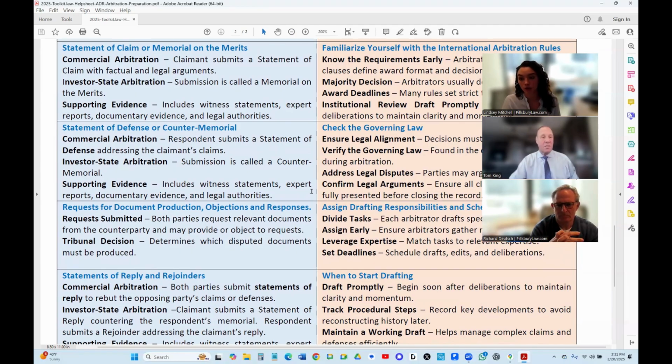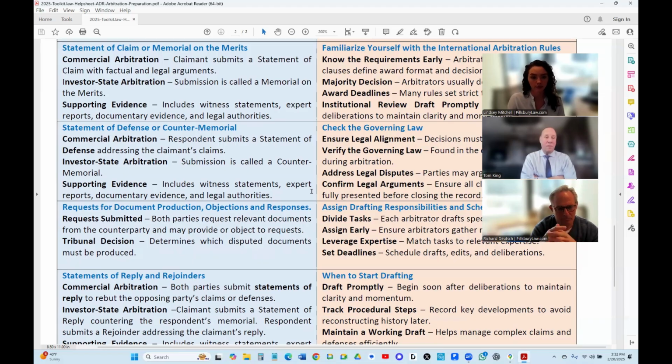So then in response to that, the respondent would submit their statement of defense in a commercial case or a counter memorial in an investor state case. So similarly, in this document, they're going to respond to all of the claimant's allegations and set forth their legal and factual arguments. And additionally, if they have any counterclaims to raise, they would do that in this statement of defense.